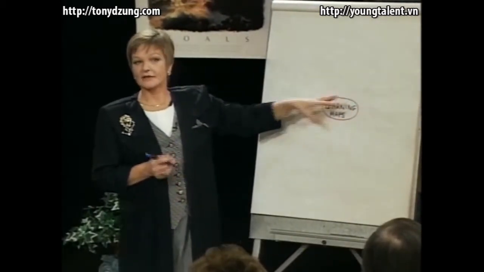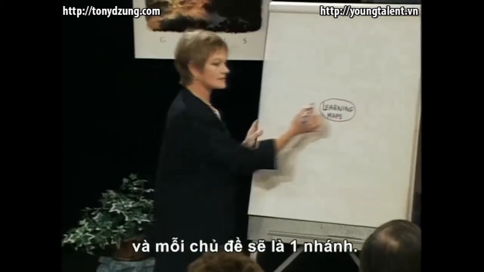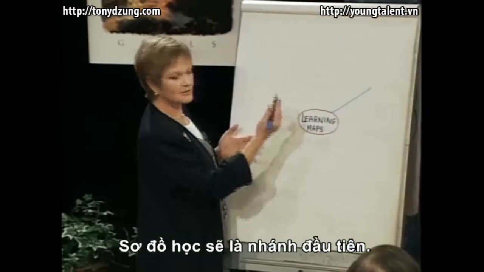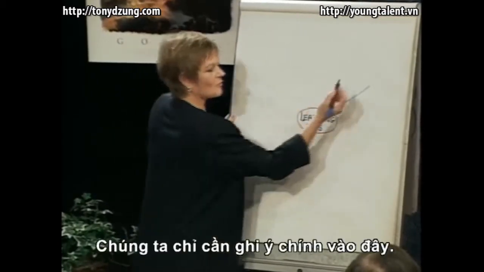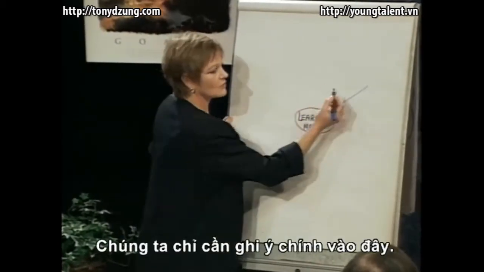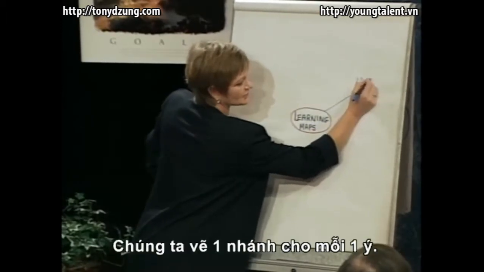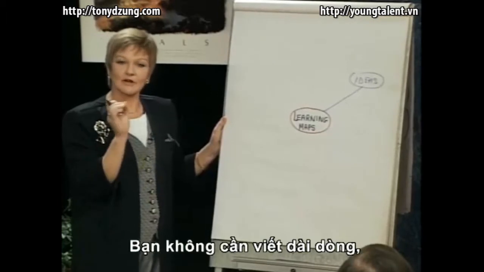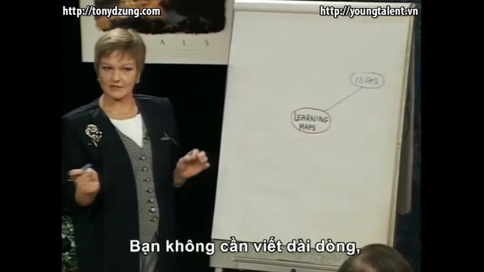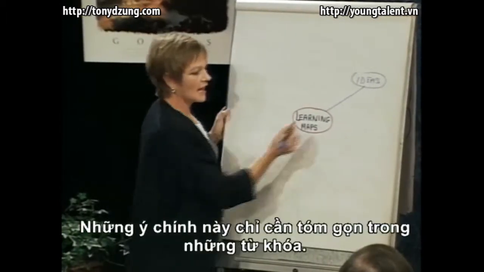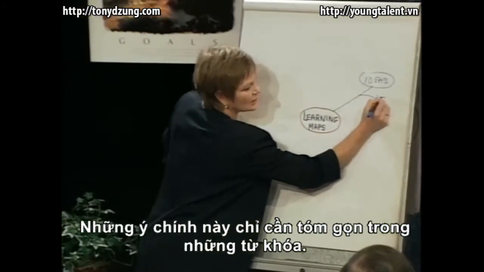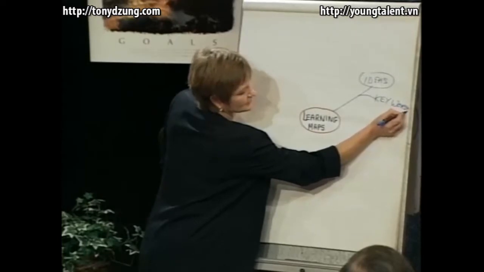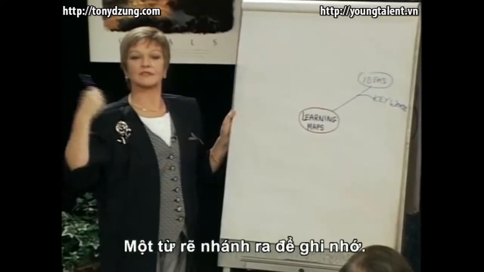So we build up from a core, and each subject will have a branch. And on a learning map, maybe the first branch is, what are we going to record? We're going to record ideas. So we just put a little branch for ideas. You don't record great long reams of words. You're actually recording ideas. And the ideas will be recorded in just maybe keywords, so that one word will trigger the memories and you'll remember everything else.